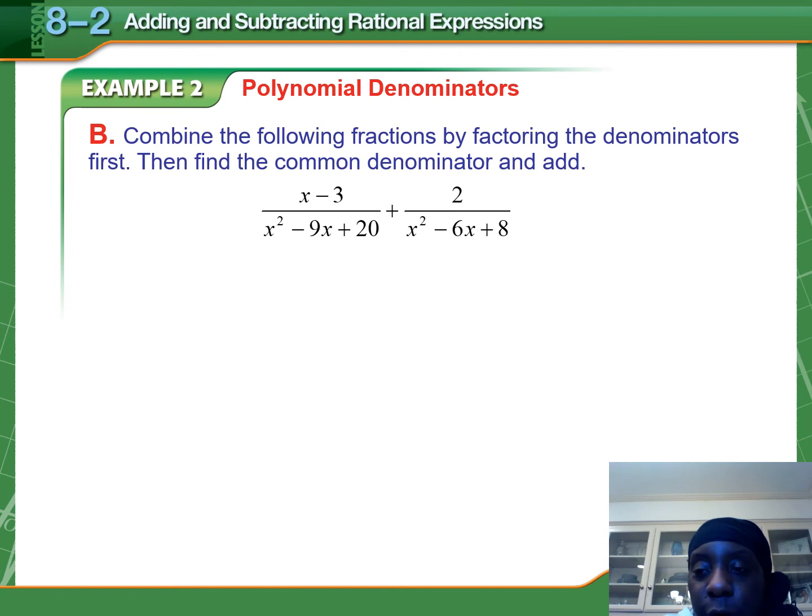Okay, so let's factor first. I'm going to keep this like I'm doing my work. I'm not going to really work on the side. I'm just going to keep my work going. So we need to factor those.